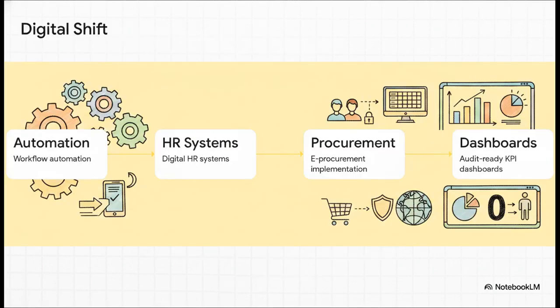And this brilliantly illustrates how we pull the entire blueprint together into a modern context: digital transformation. Step 1 is workflow automation. Step 2 is implementing digital HR systems. Step 3 is e-procurement to really secure that supply chain. And step 4 is setting up live KPI dashboards. By fully digitizing these processes, you lock in every single rule, mandate, and policy we've discussed today. It effectively reduces human error and the opportunity for manipulation to absolute zero.